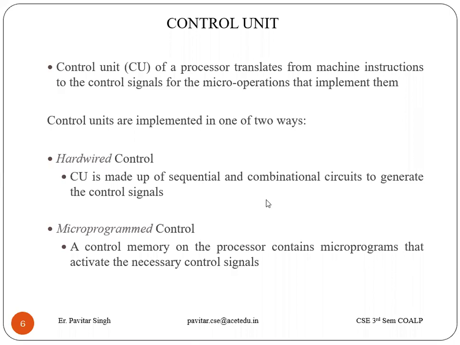In the last lecture, we discussed that a hardwired control unit is made up of sequential and combinational circuits to generate the control signals. Whereas in a microprogrammed control unit, a control memory on the processor contains the microprograms that activate the necessary control signals.